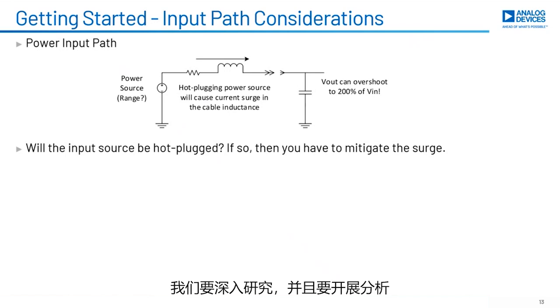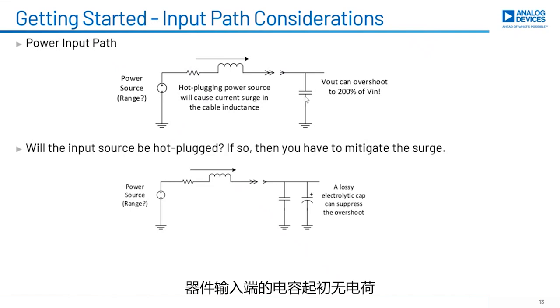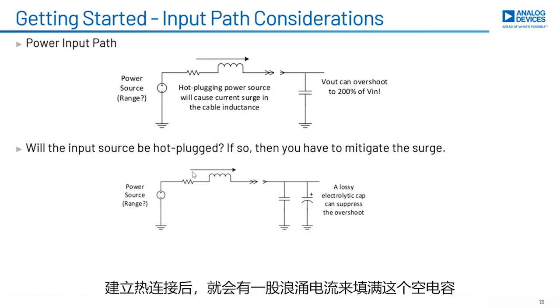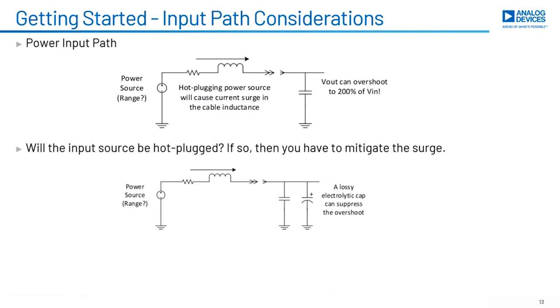Well, we have to analyze that. So the capacitors on the input to our device initially are discharged. We make this hot connection, and there's a surge of current to fill up that empty capacitor. And that current surge can create overshoot. And we'll see why in just a minute.